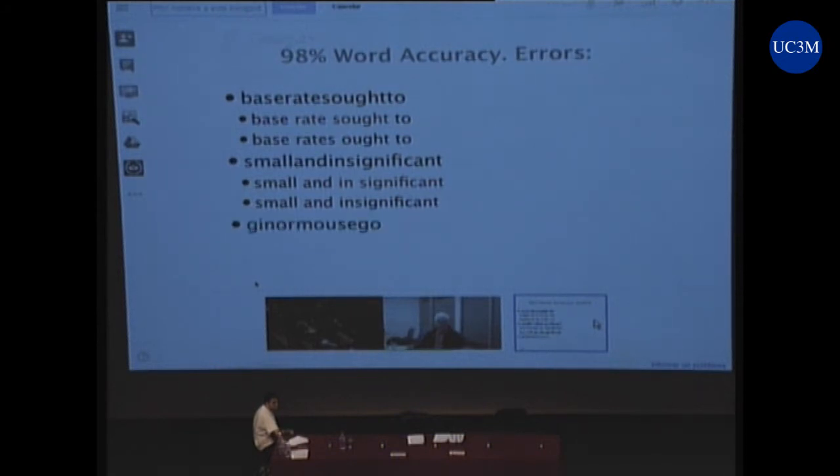Here's one more, a harder one. See if you can break that up into words. My model came up with "G in or mouse go," and the correct answer was "ginormous ego." And the reason I got that wrong is because I trained my model with a lot of text. I gave it 4 billion words of text. But in all those 4 billion words, it had never seen "ginormous" before, and so it didn't get that one right. So 98% accuracy is pretty good for a couple lines of equations, but not perfect.